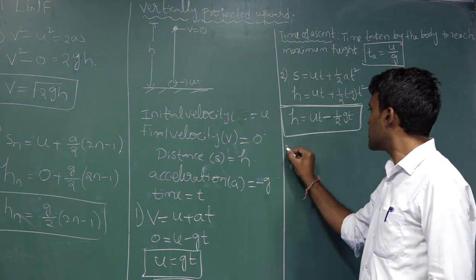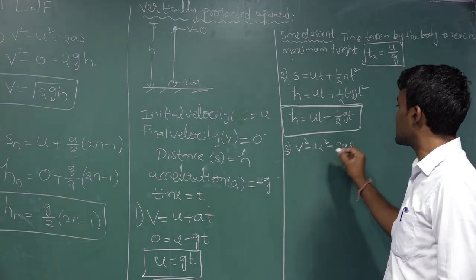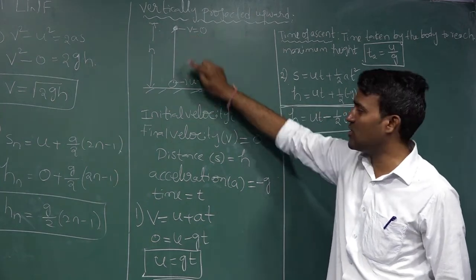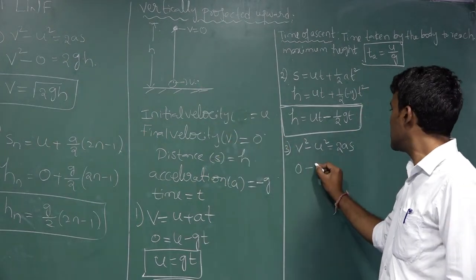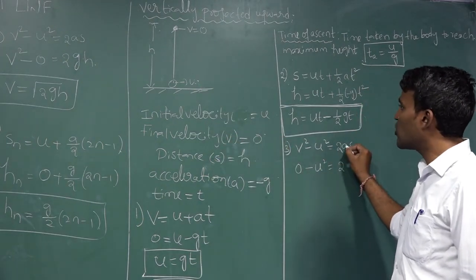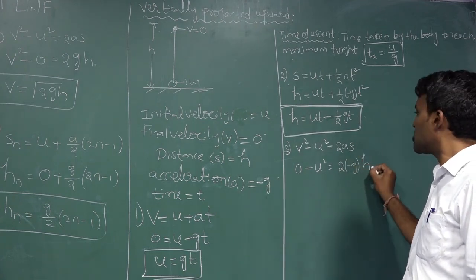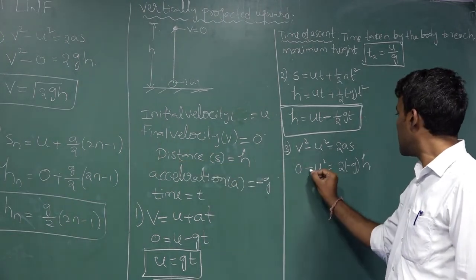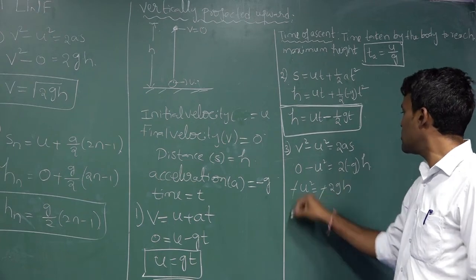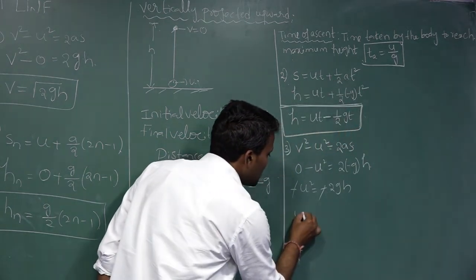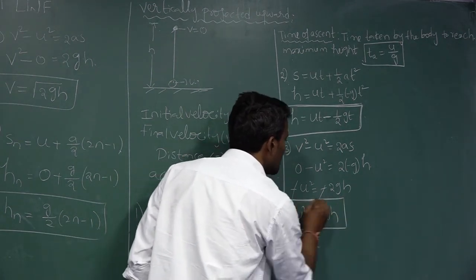And third equation of motion, v square minus u square is equal to 2as. Final velocity is 0. Initial velocity is u, acceleration a is equal to minus g, and S is equal to h, distance is equal to h. Here minus u square is equal to minus 2gh. Both side minus get cancelled. You can write here u square is equal to 2gh.